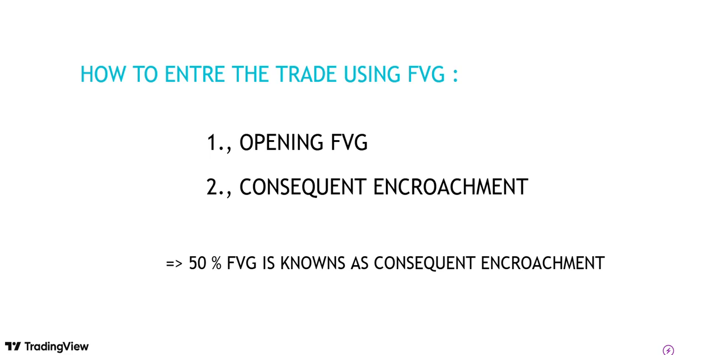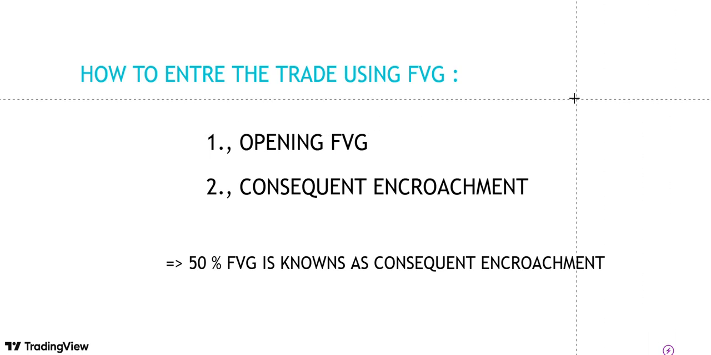In the last video, I taught about order block and how to enter into the order block: the opening, low or high, or mean threshold. Mean threshold is 50% of the order block, and 50% of the gap is known as consequent encroachment.